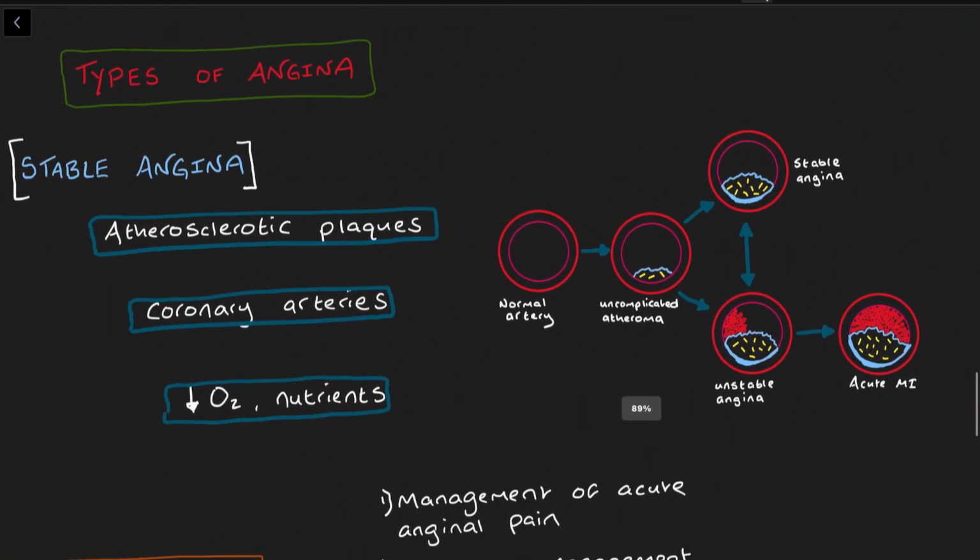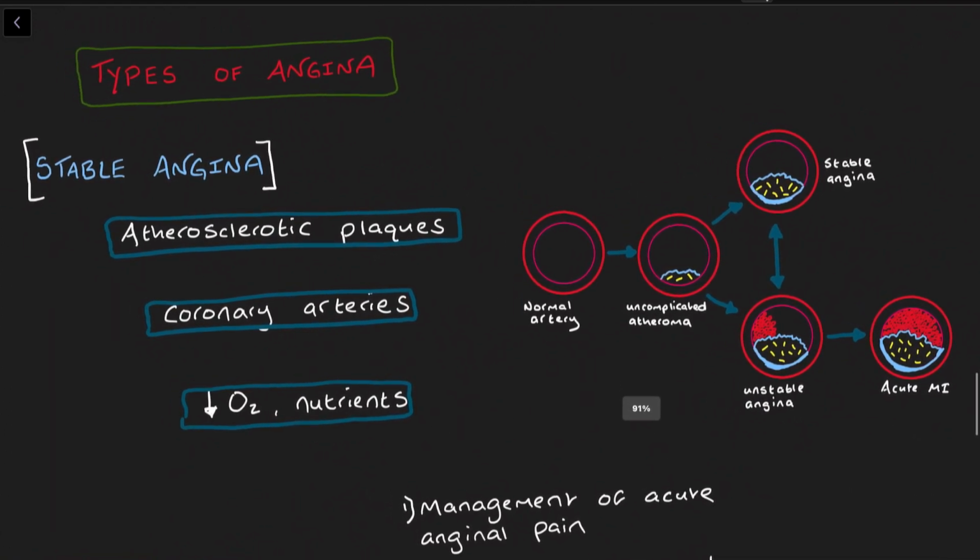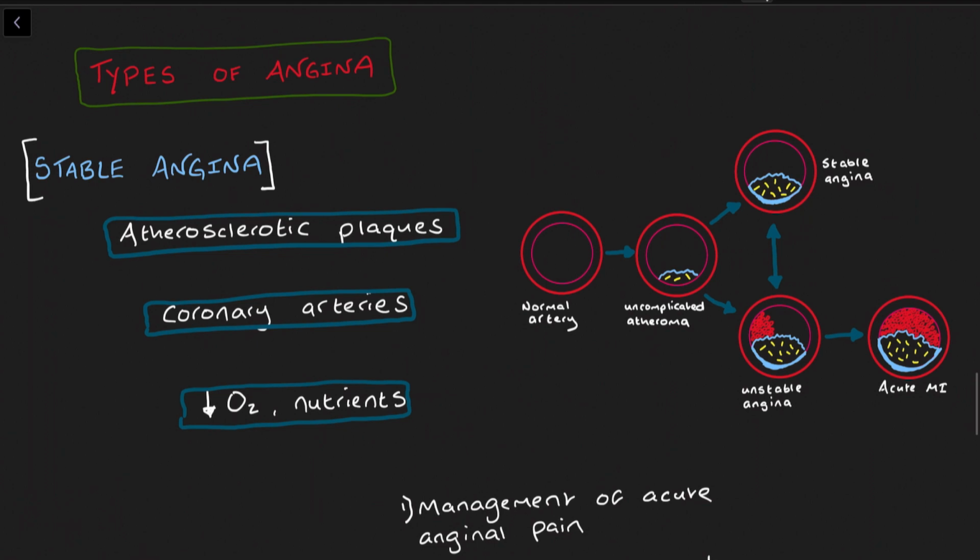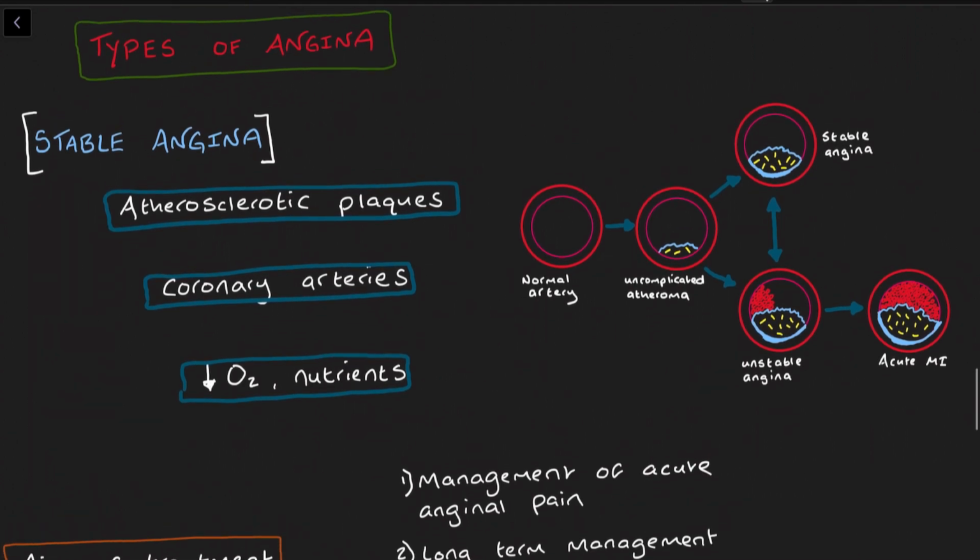Now we will talk about the different types of angina. So first of all, we'll talk about stable angina. This usually results from the buildup of atherosclerotic plaques in the coronary arteries that restrict the blood flow and the supply of oxygen to the heart. It's often exacerbated by exertion and relieved by rest from the patient.